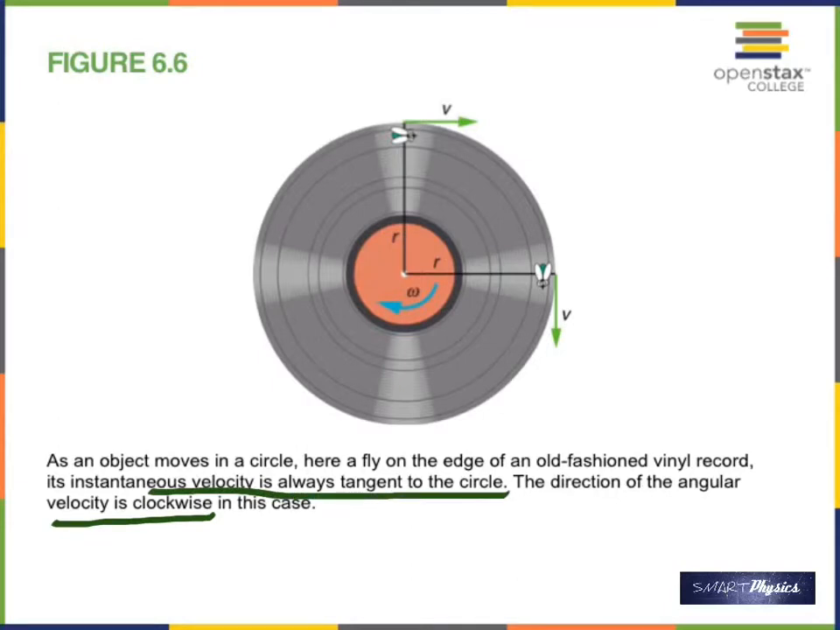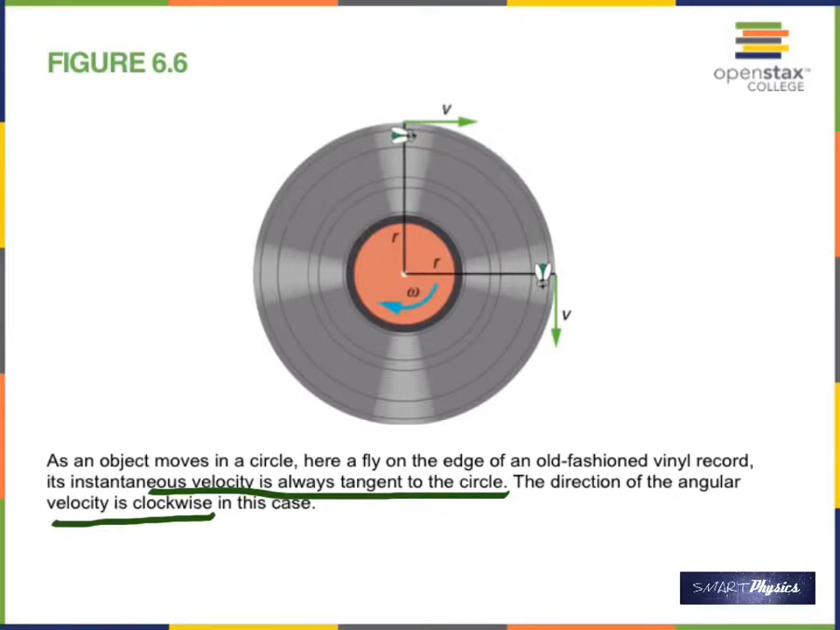Now, I want you to look at the direction of linear velocity. The direction of linear velocity is always tangential. Do you know the meaning of a tangent? Is this spinning clockwise or counterclockwise? Clockwise. That's why the tangents are to the right.